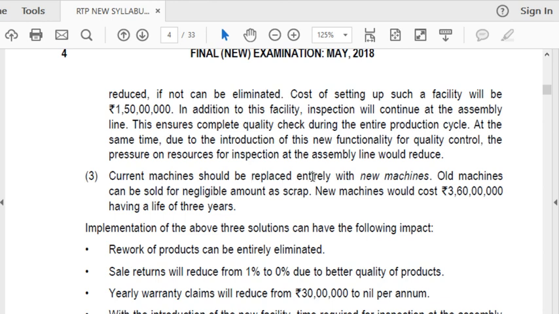Current machines should be replaced entirely with new machines. Old machines can be sold for a negligible amount as scrap. New machines would cost 3 crore 60 lakhs, having a life of 3 years. Implementation of the above three solutions can have the following impact. So what is the impact?